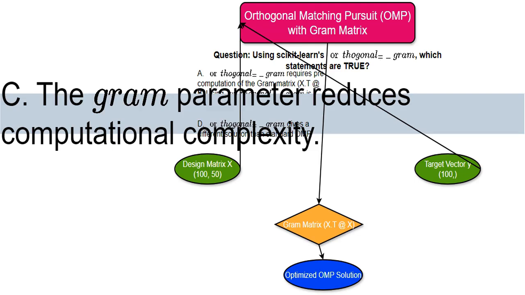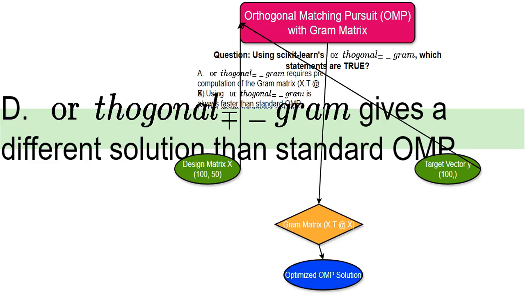Exactly. The gram parameter, by providing the pre-computed gram matrix, cleverly avoids many repeated calculations normally found in the standard OMP algorithm. These calculations involve multiplying matrices and vectors, which can be computationally expensive. This is incorrect. The solution remains the same, only the method to arrive at that solution is different, and potentially faster. orthogonal_mp_gram uses the same underlying algorithm as the standard OMP, just with a computational shortcut.